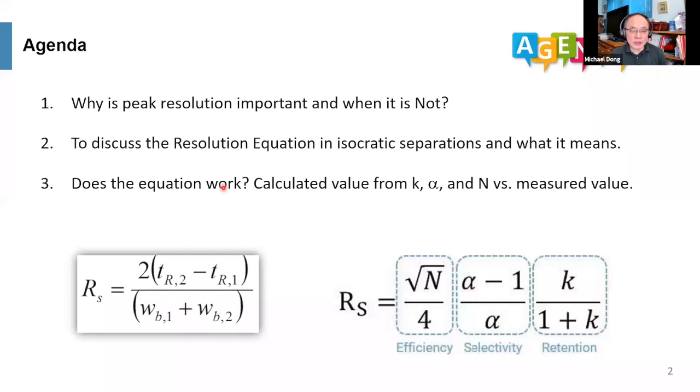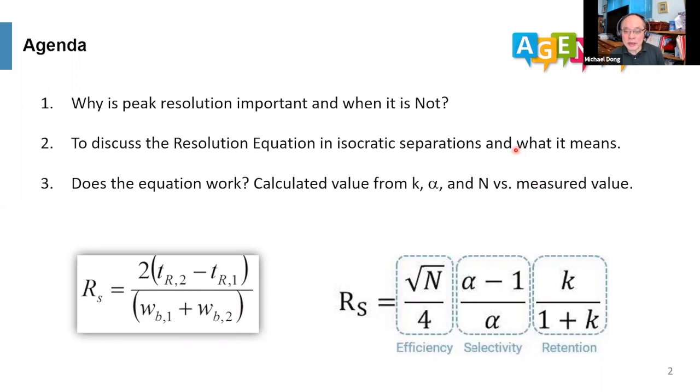And then we are going to discuss the resolution equation, which is the equation here. Okay, you see you have 3 factors, right? A factor of efficiency, selectivity, and retention. Okay, now please note that the resolution equation really only works in isocratic separation. So it does not work in gradient separation, where it's much more complex, right? However, it is a good concept to learn chromatography. Okay, so we constantly talk about efficiency, selectivity, and retention.